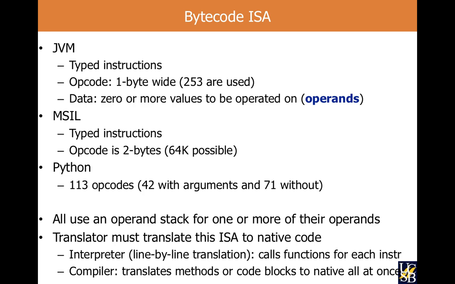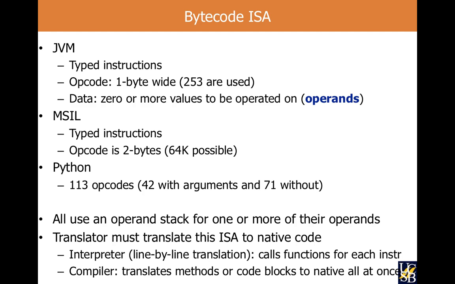In .NET, MSIL is the intermediate representation for .NET programs. They do the same thing. The instructions are typed, only in this case, the opcode is 2 bytes in length. So therefore, there are 64K possible operations in the bytecode language for .NET. Python has 113 opcodes. 42 have arguments, 71 do not. They're all variable length. All use an operand stack for one or more of their operands to perform computations in the virtual representation of the program.